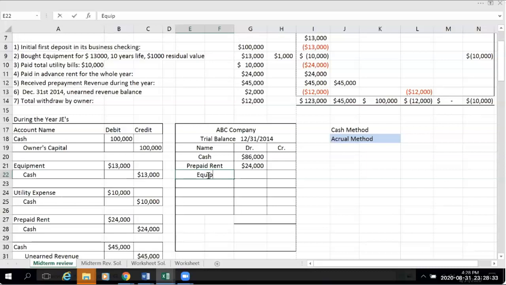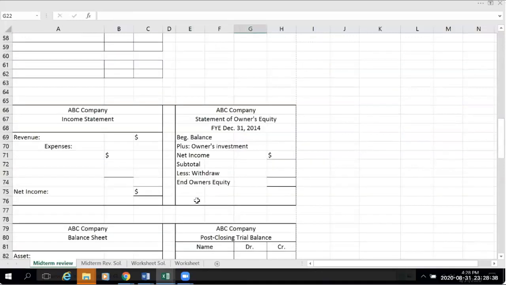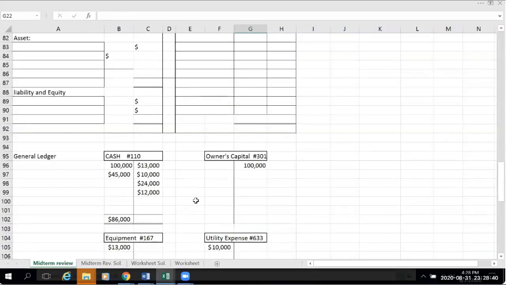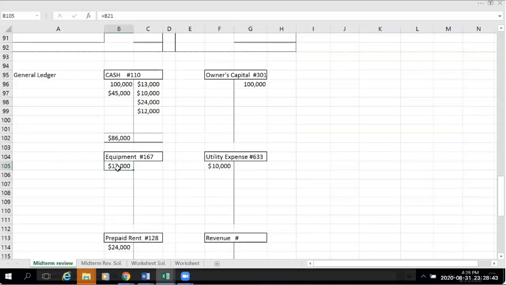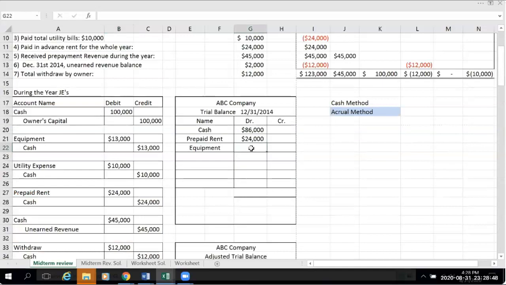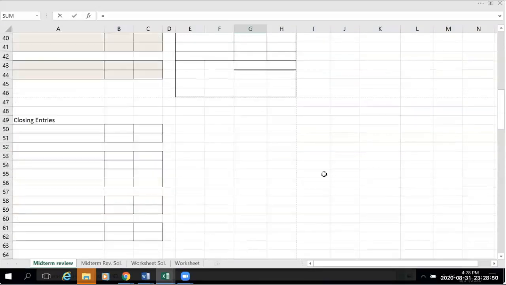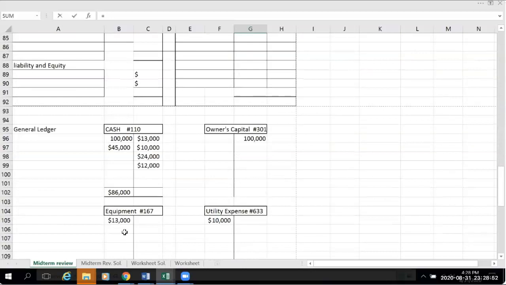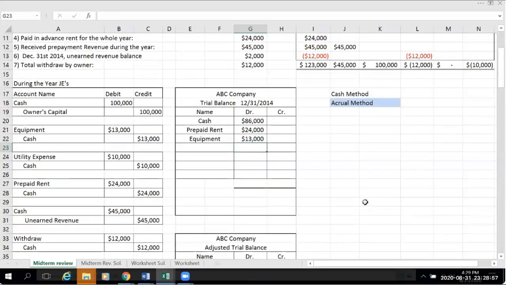Equipment is the next. Equipment. Okay, how much equipment I have? Equipment that I have is, here we go, 13,000. Oh, I forgot to say equals to. Yes. Okay, equals to. And then here, equal to that box, enter. Okay, any more asset? I don't think so, do I? No.